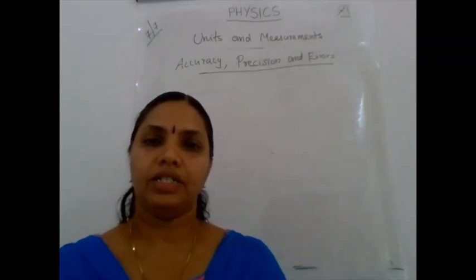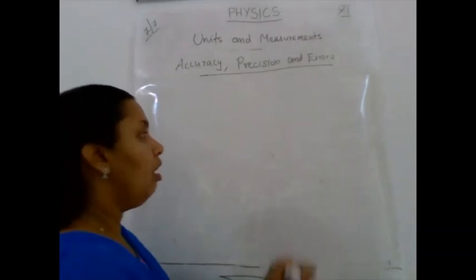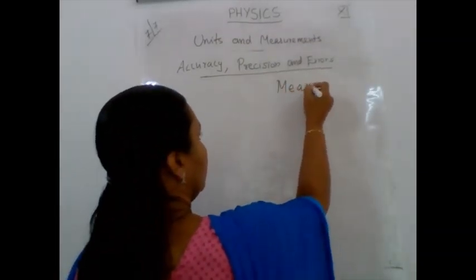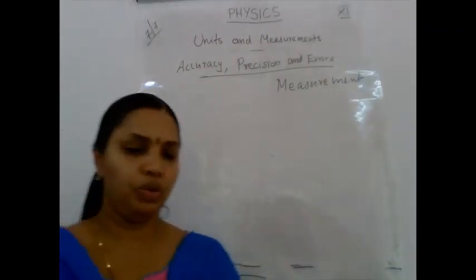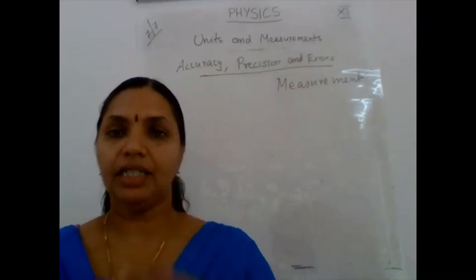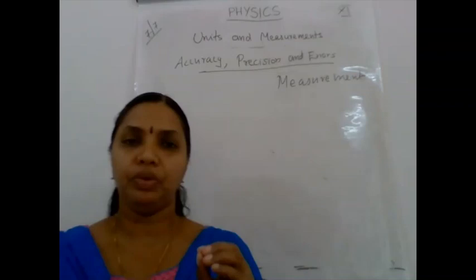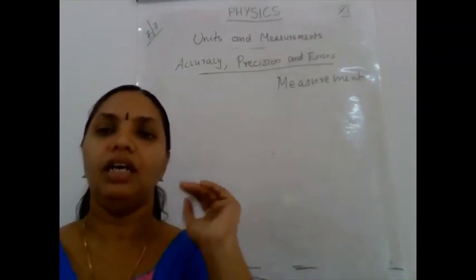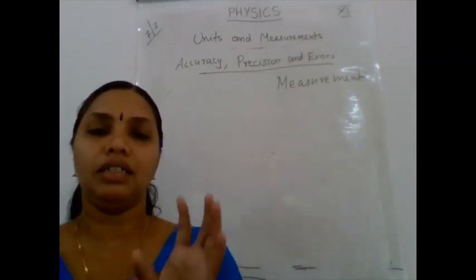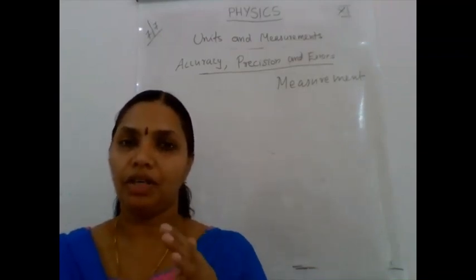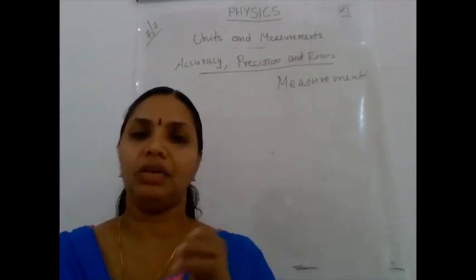Our next topic is accuracy, precision and errors of measurement. In measurement, we know, isn't it? Measurement is the important thing in physics, using science development in technology. I told you we can measure the smallest one and the largest one, isn't it? So measurement is a very important thing in physics. We are not approximating. We need the correct value. So that is why we are going for measurement.